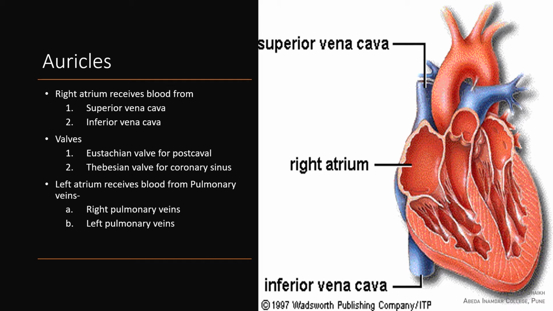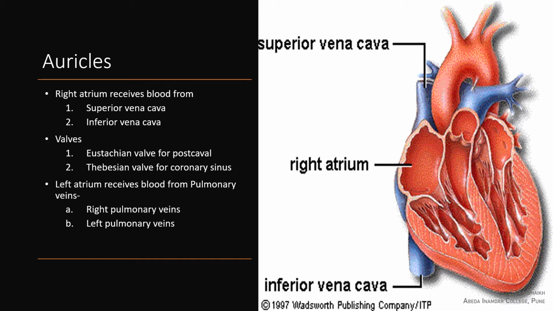Between the right atrium and the superior vena cava, there are valves present. These valves are called Eustachian valves. This valve prevents the backflow of blood from the atrium to the vena cava.